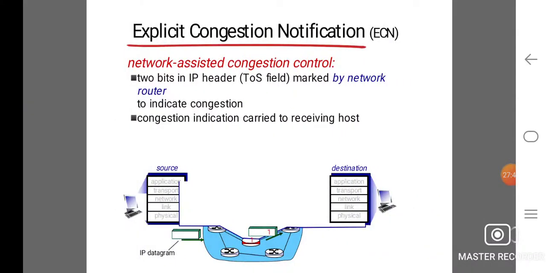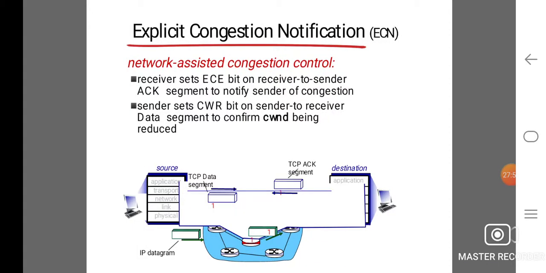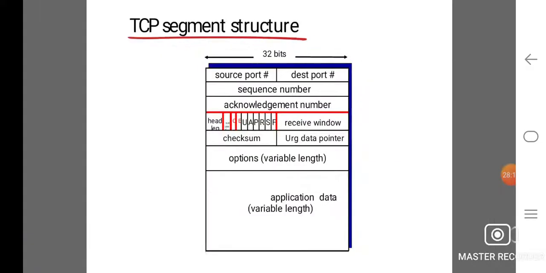Explicit congestion notification, ECN, is network-assisted congestion control. Two bits in the IP header TOS field are marked by the network router to indicate congestion. The congestion indication is carried to the receiving host. The receiver sets the ECE bit on the receiver-to-sender acknowledgement to notify the sender of congestion. The sender sets the CWR bit on the sender-to-receiver data segment to confirm that CWND is being reduced.